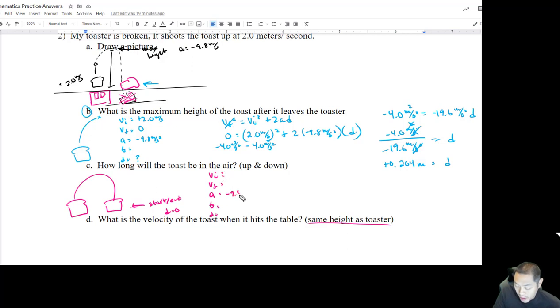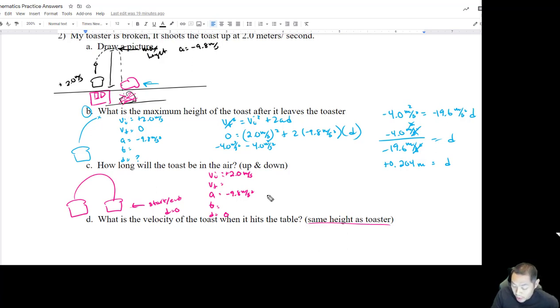A is always negative 9.8. We know VI is 2. We know, let's see, D is 0. So now we can figure out T, or we can figure out VF. That's our next problem.